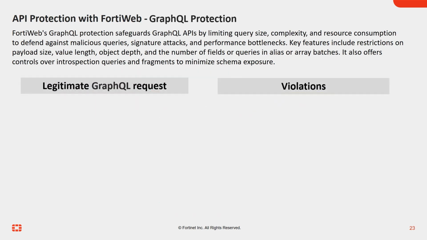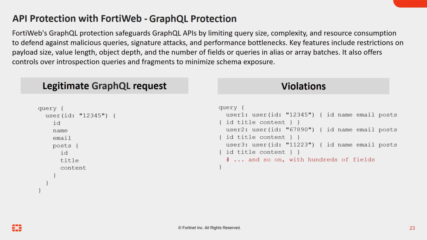Let's go over some examples of GraphQL protection in action. Your API expects a GraphQL query to retrieve user information with a specific structure. While real-world implementations may vary, we're using the structure to illustrate different attack scenarios. In our first example, an attacker sends a batch query with an excessive number of fields, attempting to overload the server. This exceeds the expected query size, and FortiWeb blocks the request.